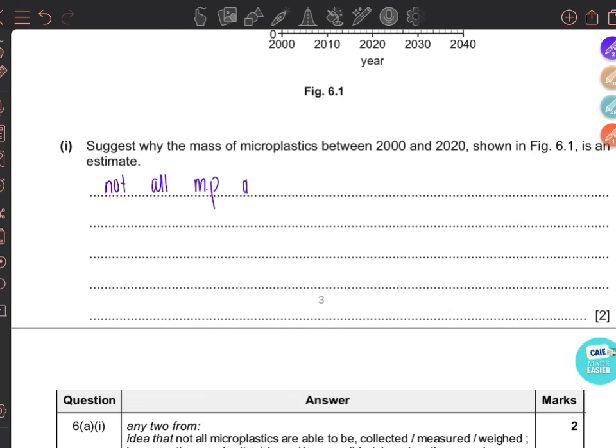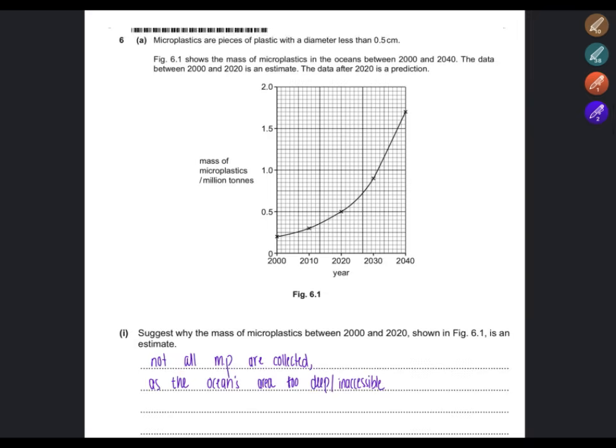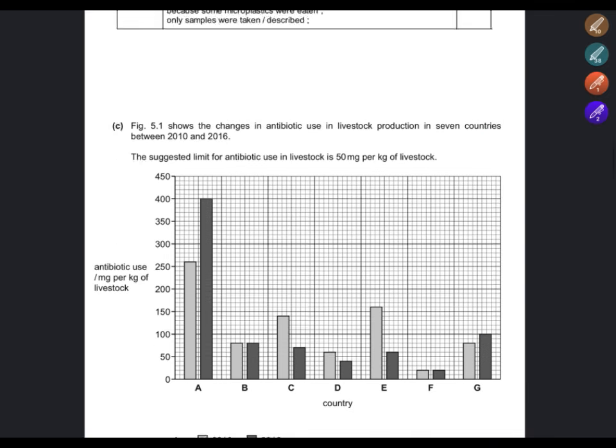Not all microplastics collected, as the ocean area is too deep or inaccessible. Let's move on to the next question.